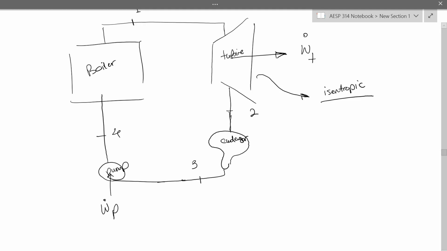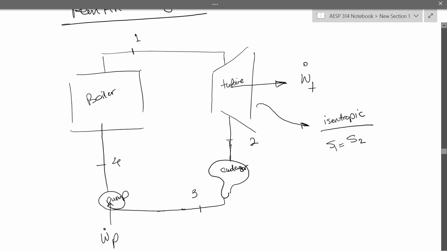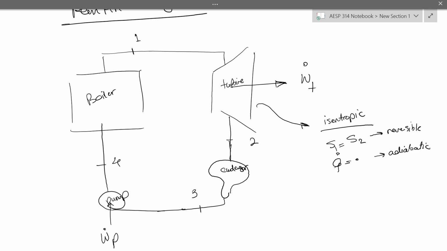Entropy is 0. Entropy is not 0. Changes in entropy between state 1 and state 2 are 0, right? So S1 is equal to S2. The reversible part refers to the entropy change. And what does adiabatic mean? Q dot is 0. So we are essentially assuming that there is no heat transfer and there is no entropy change, right?